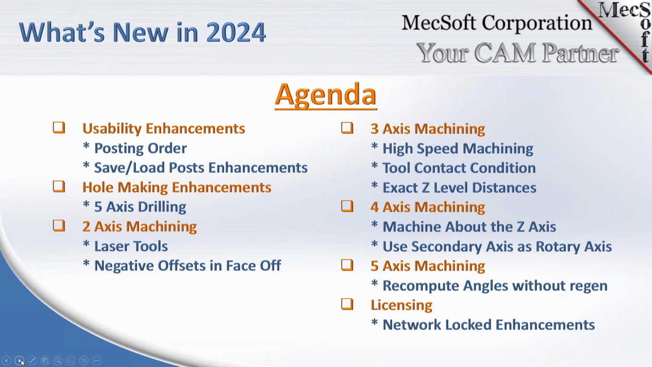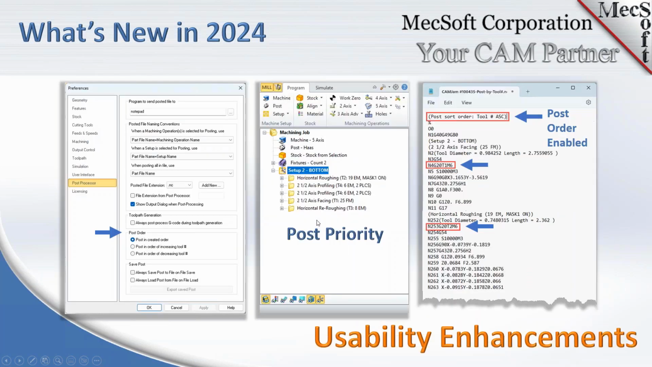Then for mold makers, this might be of interest. Tool contact condition has been added for surface-based machining, and Don is going to be spending some time on that and showing the differences in the tool paths. And then exact Z-level distances have also been added. We'll talk a little bit about 4-axis machining changes, and then 5-axis machining, some minor changes there as well, and then finally licensing changes. So without any further delay, Don, do you want to take over?